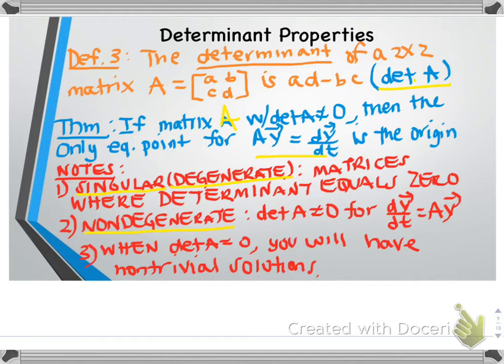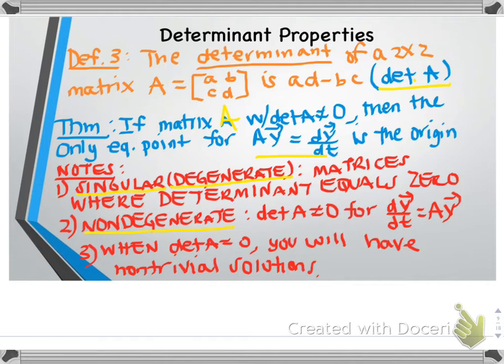Okay, and just to follow up, in terms of notes, just some more terminology, we say that a matrix is singular or degenerate if the determinant equals 0. So if it equals 0, we call that singular or degenerate. We say it's non-degenerate if the determinant of A does not equal 0.